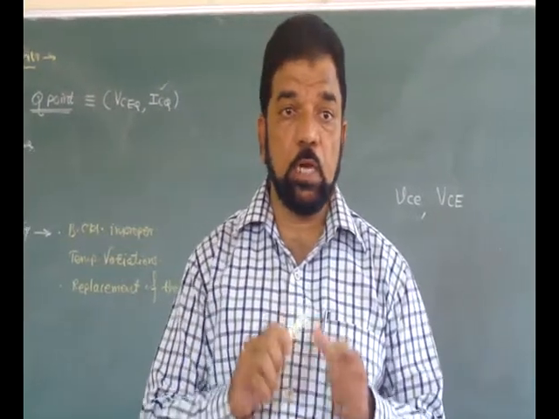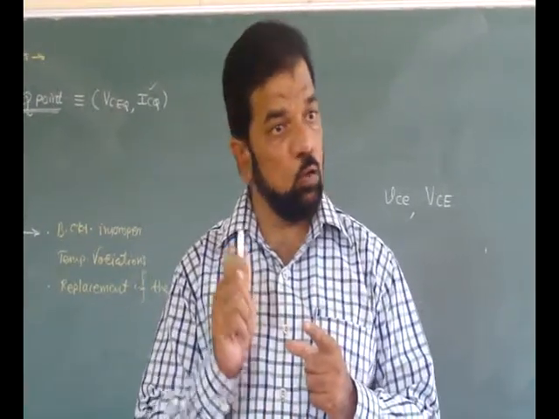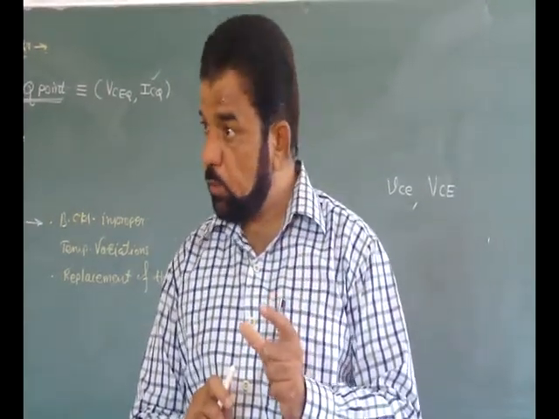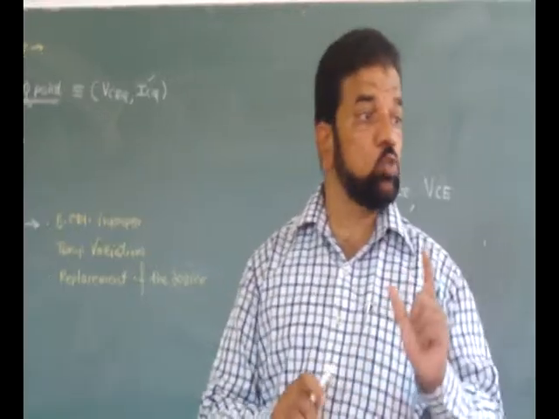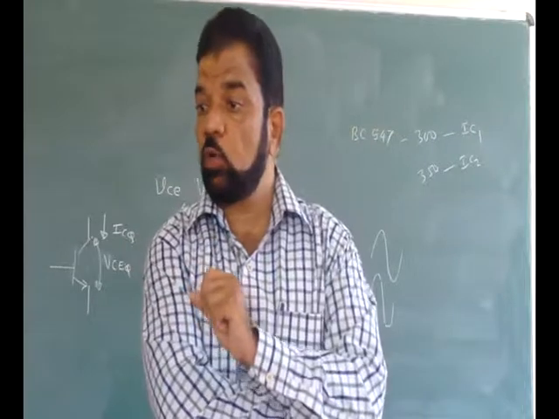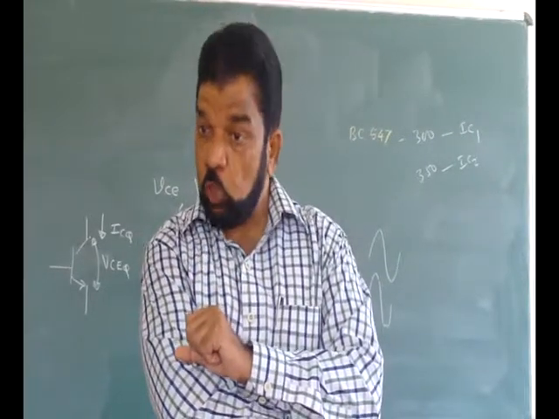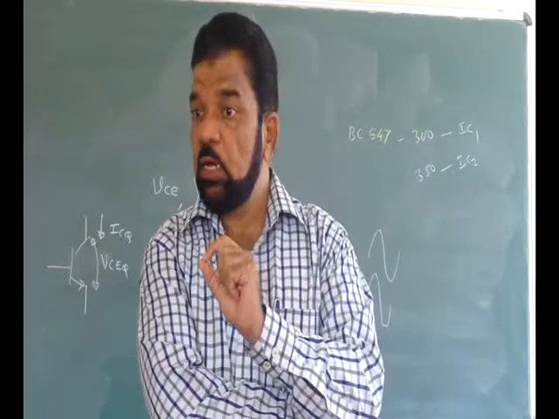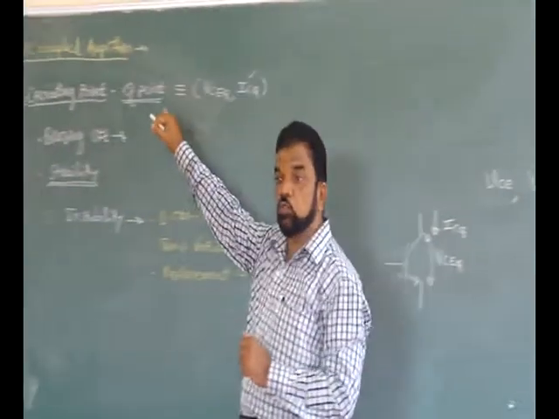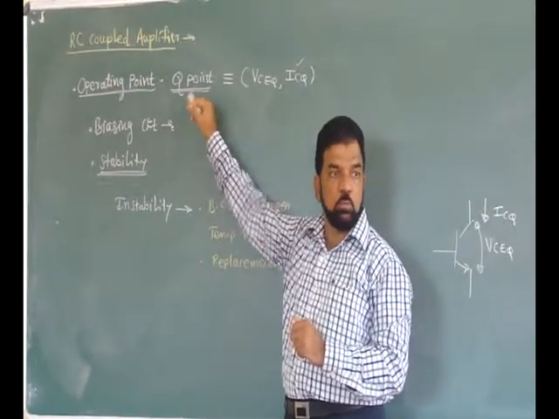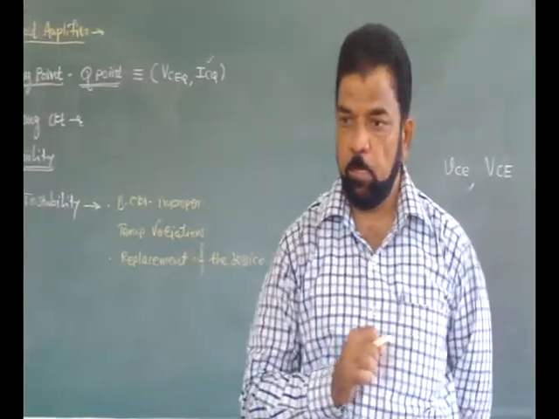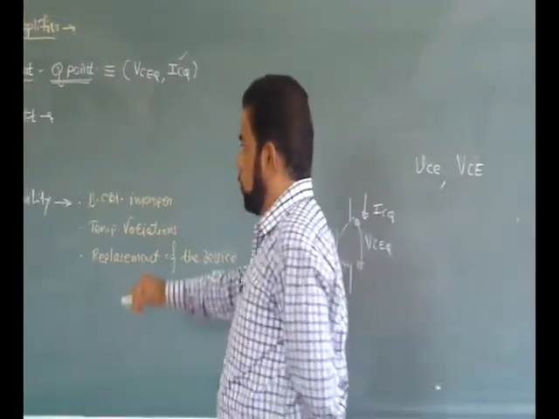What do I mean? If a transistor gets damaged, how to replace it? While replacing, we use the same number. But that other transistor is not providing the exact value of beta as the first one. And because of this, IC gets changed. If IC gets changed, the Q point gets changed. That means you are not having a unique position of the Q point. So that is the cause for instability.